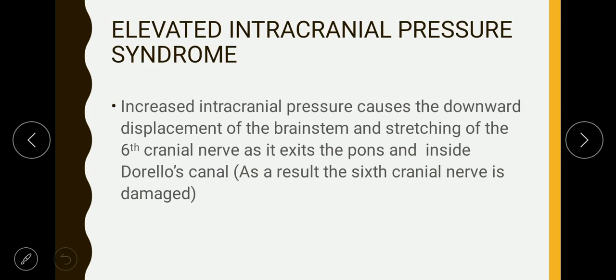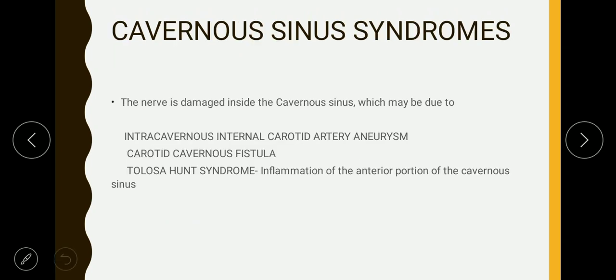Elevated intracranial pressure syndrome. We have already seen this. When there is increased intracranial pressure, it causes downward displacement of the brainstem, and hence the sixth cranial nerve is stretched against the bony part of the temporal bone, and the sixth cranial nerve is damaged. It is an example of the false localizing sign.